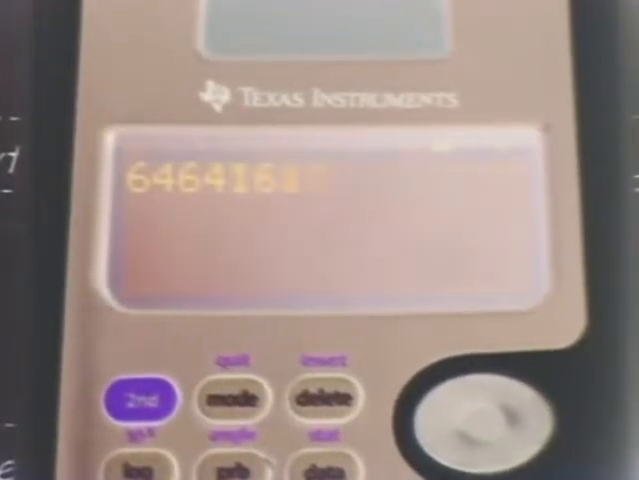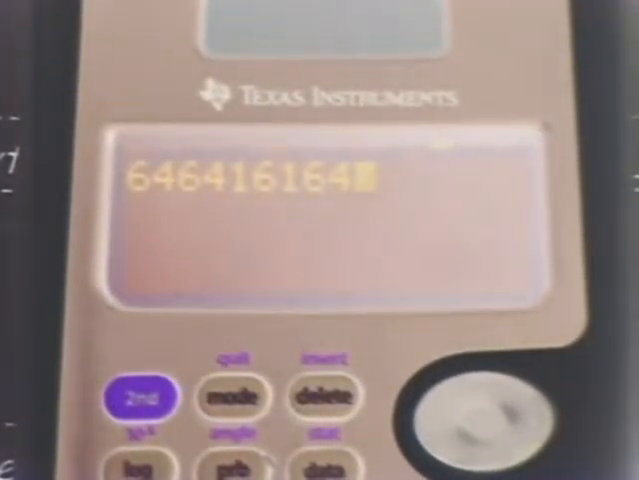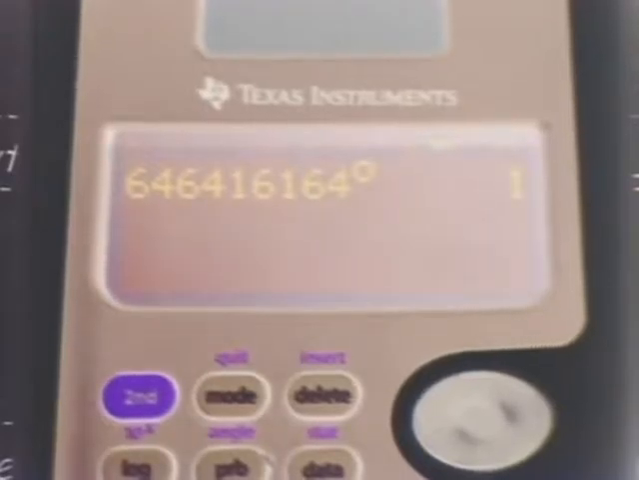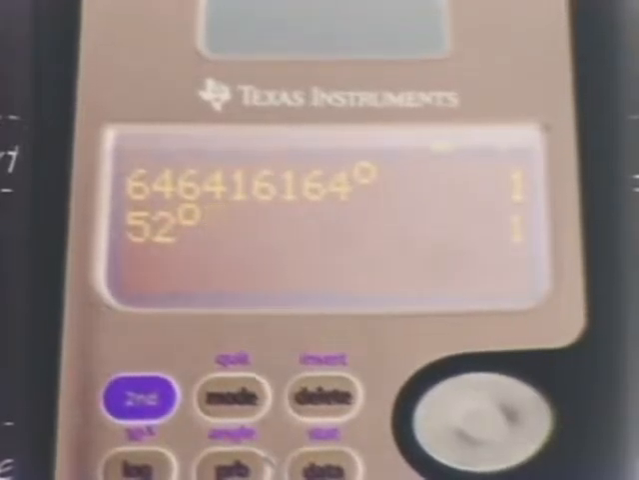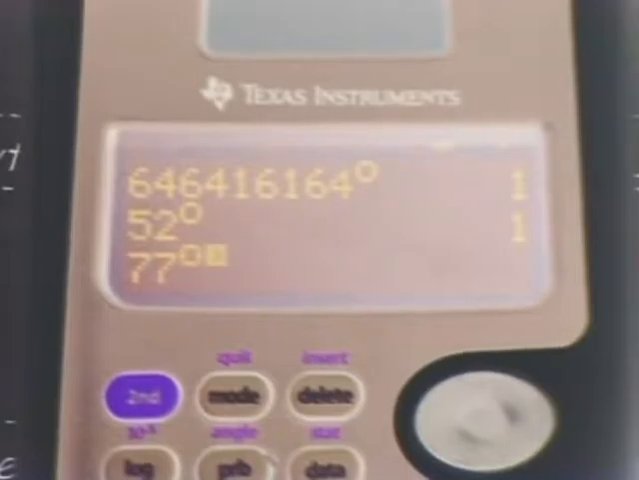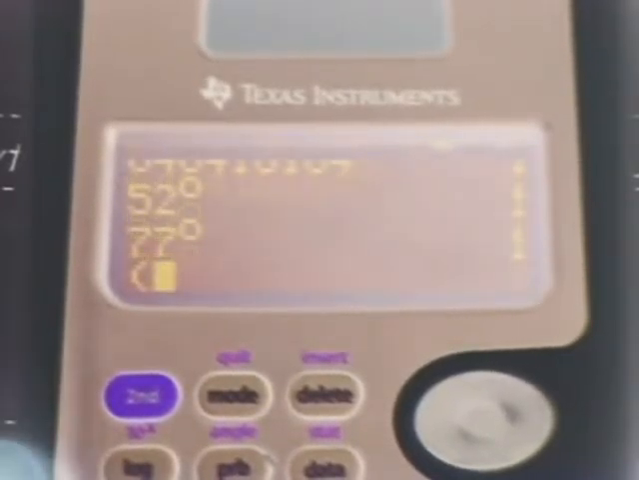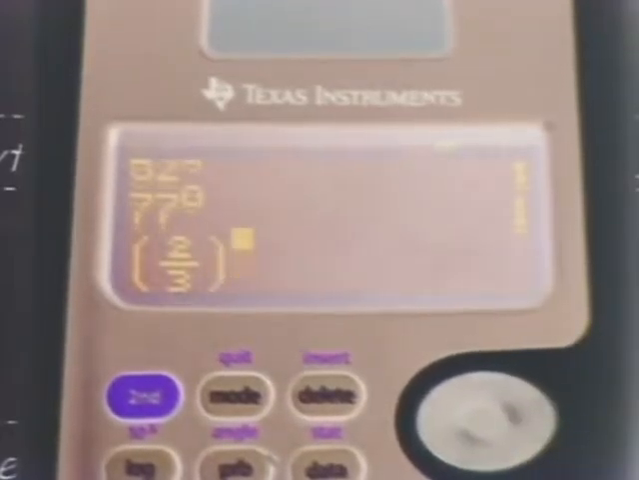So if I took any number at all and took it to the 0 power, that's 1. Carter, give me a number. 52 to the 0 power is 1. Patrick, give me a number. 77. 77 to the 0 power is 1. Even a fraction to the 0 power is 1.